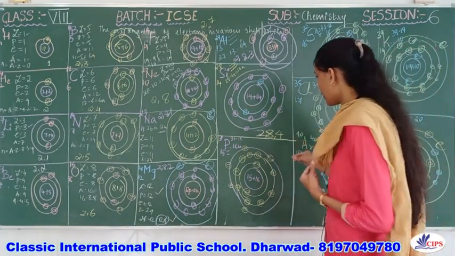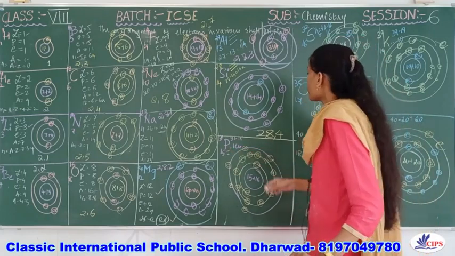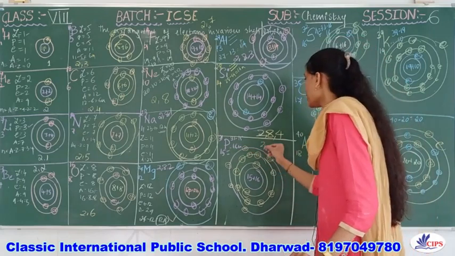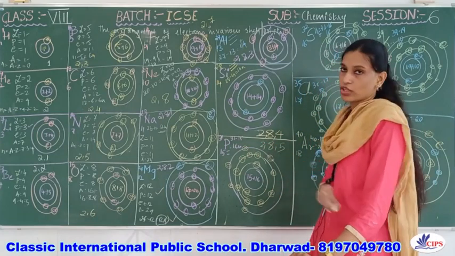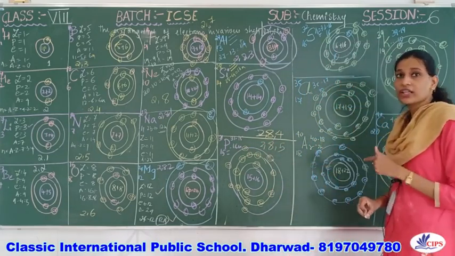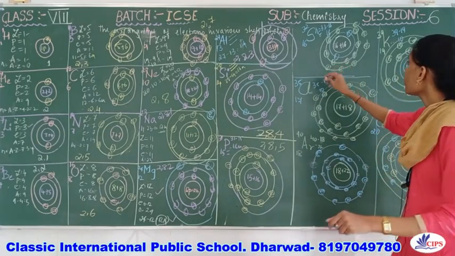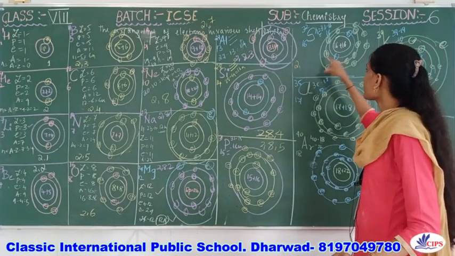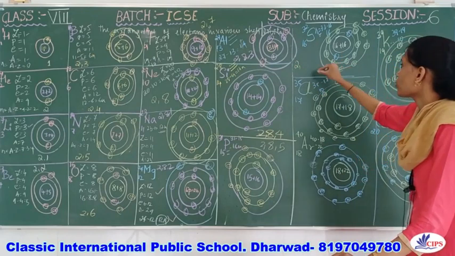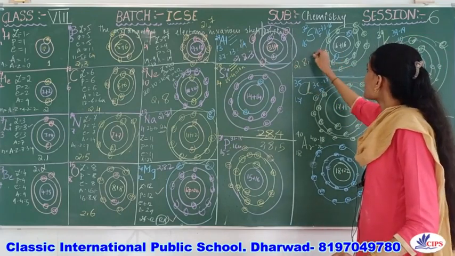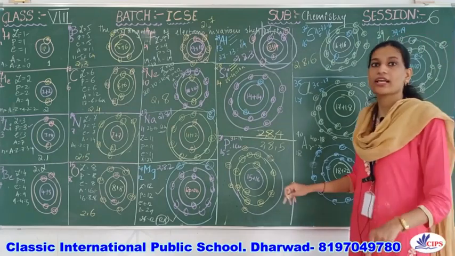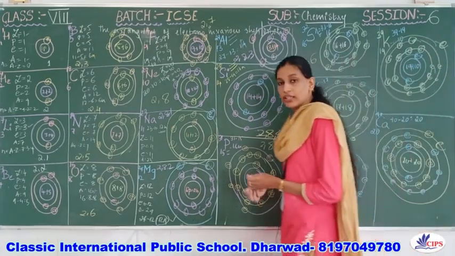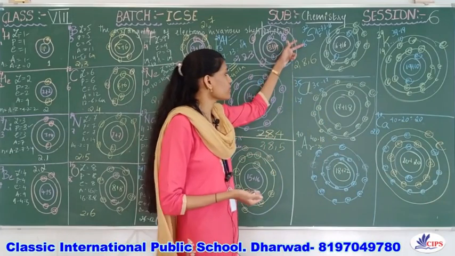Okay. Then we have phosphorus. Phosphorus has 2 in K shell, 8 in L shell and 5 in M shell. Next, sulfur: 2 electrons in K shell, 8 electrons in L shell and 6 electrons in M shell. Okay. Understood, students?